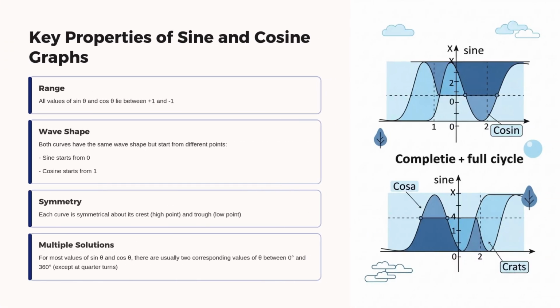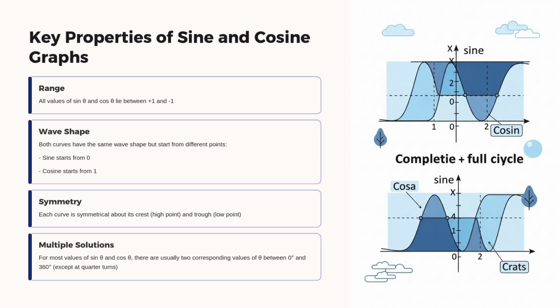Key properties of sine and cosine graphs. Range. All values of sine theta and cos theta lie between +1 and -1. Wave shape. Both curves have the same wave shape, but start from different points. Sine starts from 0. Cosine starts from 1. Symmetry. Each curve is symmetrical about its crest, high point, and trough, low point.